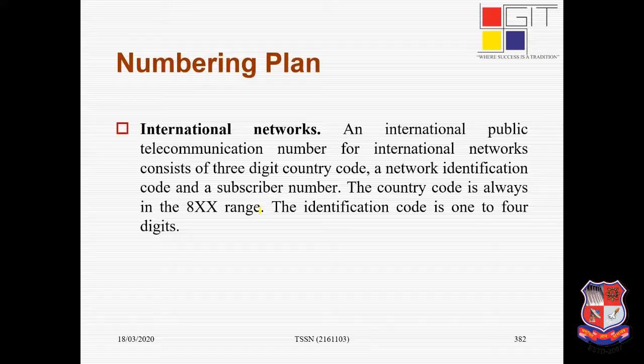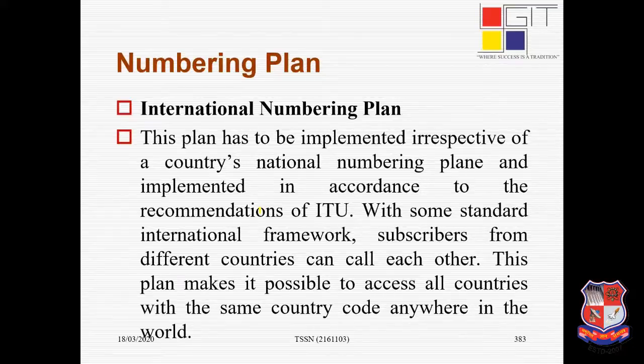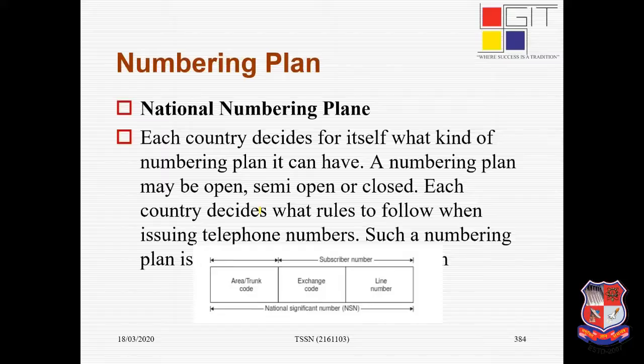International network. An international public telecommunication number for international networks consists of a 3-digit country code, a network identification code, and a subscriber number. The country code is always in the 8xx range. The identification code is 1 to 4 digits. International numbering plan. We'll be talking a little bit in detail about this, but one of the most important ones that we need to talk about is the national numbering plan, and specifically how it relates to India. So, the national numbering plan in India itself.